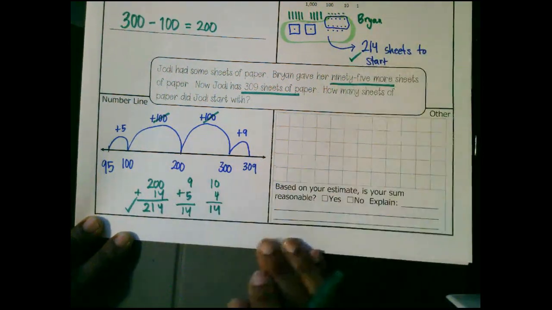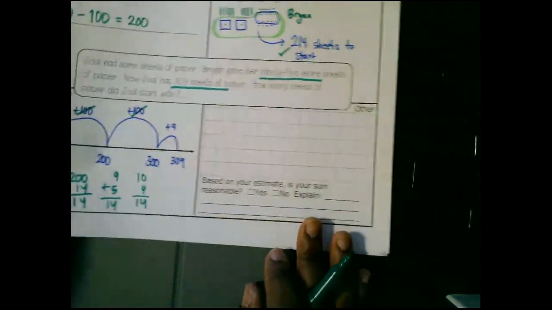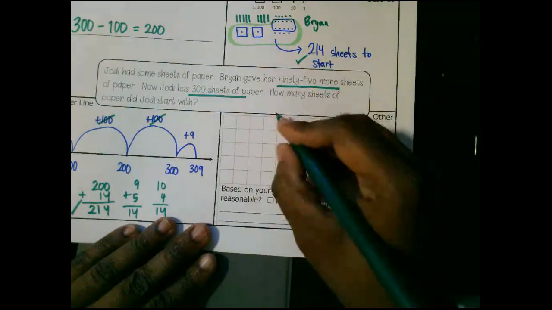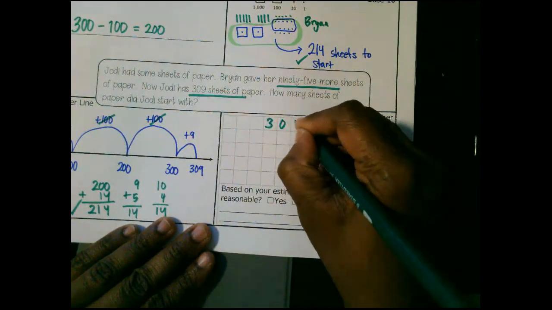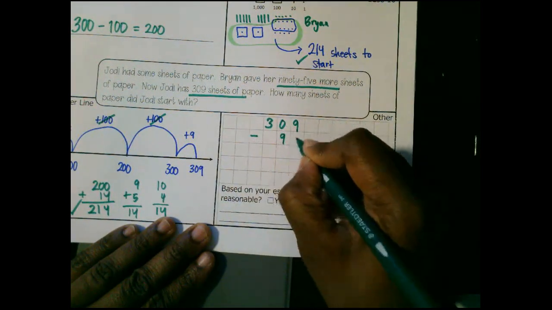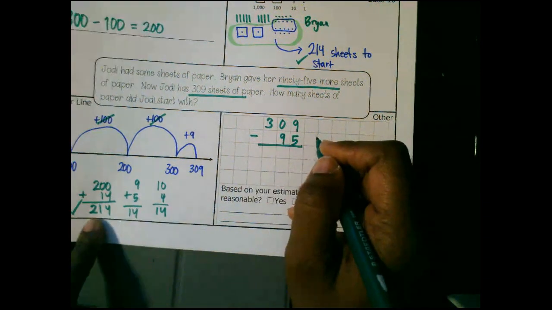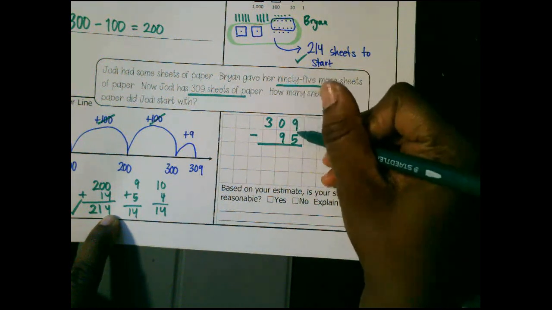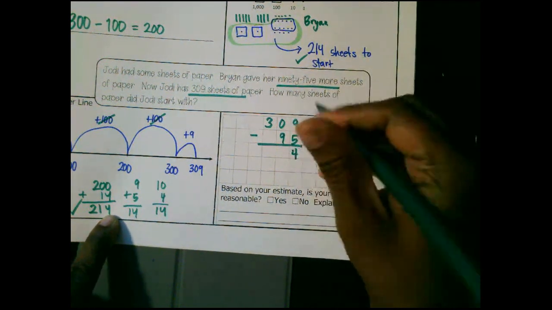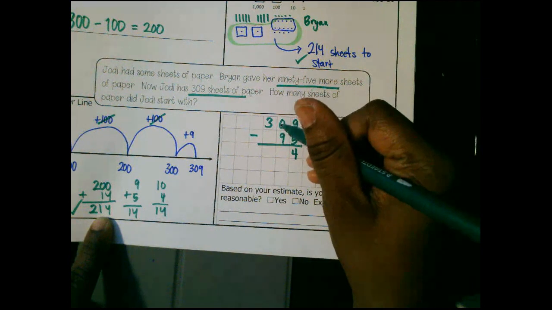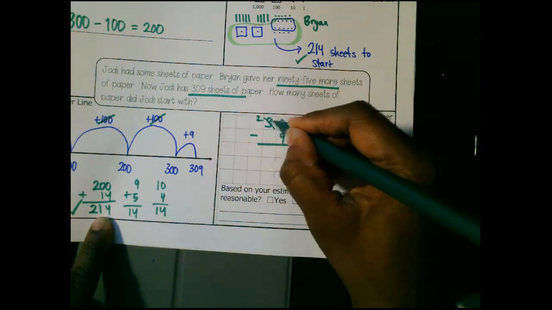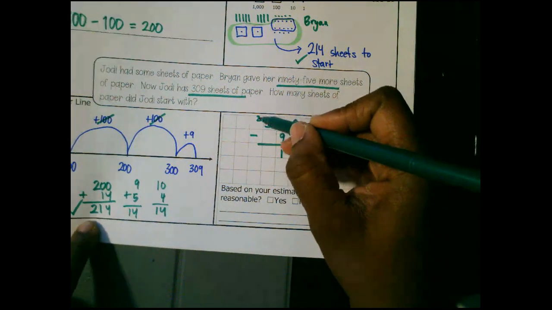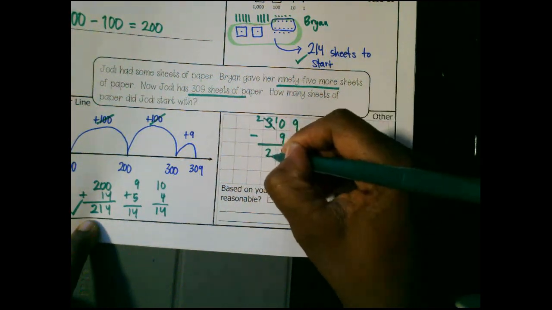We are correct. All right, and let's just use the traditional algorithm. 309 minus 95, and we know that it should give us 214. So in the ones place, we have a 4. Is 9 minus 5 4? Yes. All right. We can't do 0 minus 9, so we must have borrowed. So 100 minus 90, is that 10? Yes. And then 200 minus nothing, is that 200? Yes.